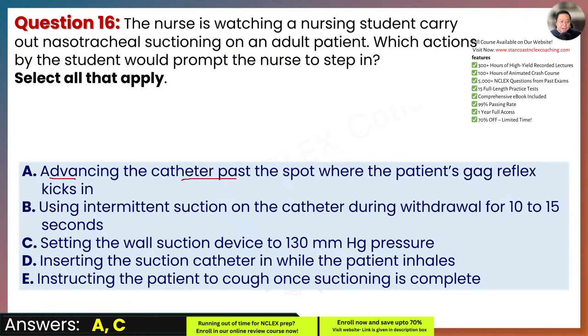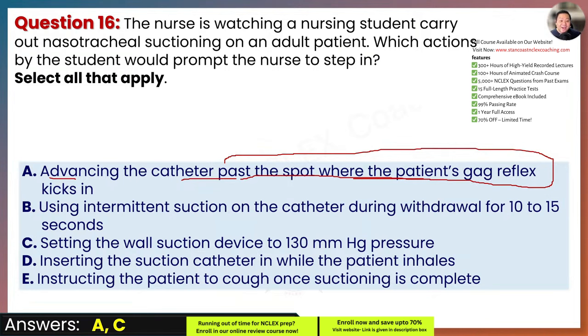Advancing the catheter past the spot where the client's gag reflex kicks in. Now, I want you to identify the clue here. It said past the spot where the patient's gag reflex kicks in. This is a big no-no. The gag reflex is nature's way of saying, stop, you've gone far enough. And so if the student keeps advancing beyond that point, they're actually risking damage to the delicate airway structures, and they can also trigger a very strong, unnecessary gag reflex that can distress the patient.